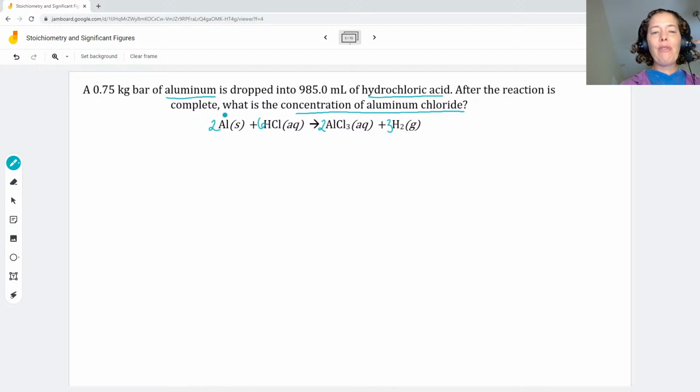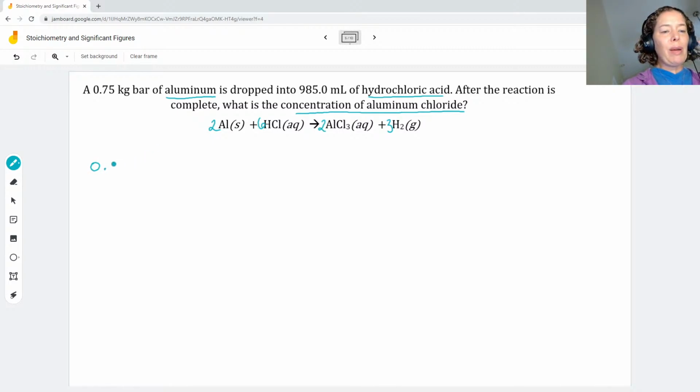Okay, so again, we're given information about aluminum and we're asked about aluminum chloride, which means we've got to get to moles. Now, you might also be saying, but we were given information about hydrochloric acid. Okay, so we were given a volume of hydrochloric acid and we were given a mass of aluminum. So the volume of hydrochloric acid, without a concentration and without a density, we're not going to be able to get to moles there. But because we have a mass of aluminum, we can absolutely get to moles of aluminum. So aluminum is what we want to start with in this case.